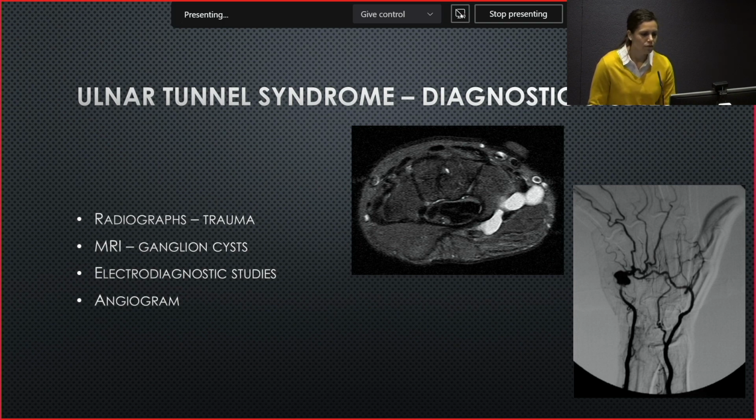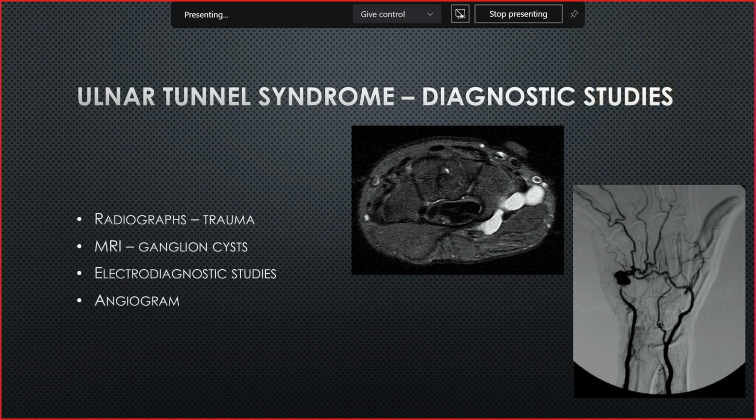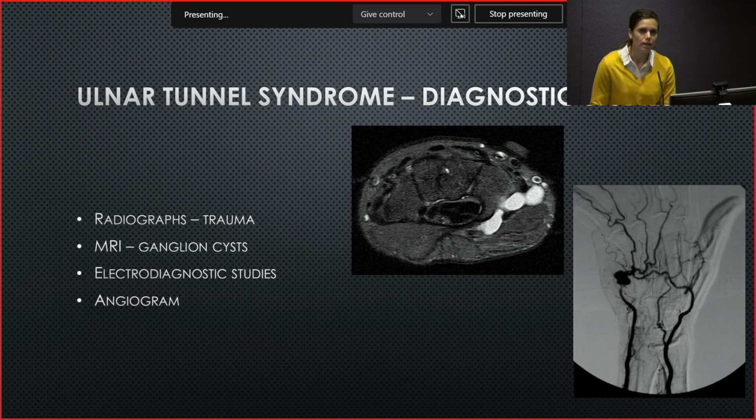X-rays are recommended if the history is right. So if there's a history of trauma, X-rays can be really useful, or CT scan specifically if you're looking for a hook of the hamate fracture. MRI can be useful for evaluation, especially if you're looking for a ganglion cyst. Electrodiagnostic studies can also be helpful to localize the site of compression, especially if your physical exam is a bit inconclusive. And then angiogram may be useful if your physical exam is concerning for an ulnar artery abnormality.